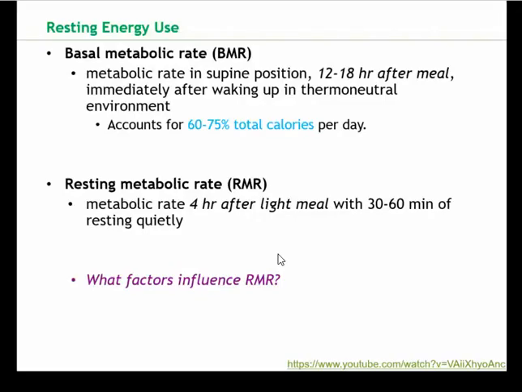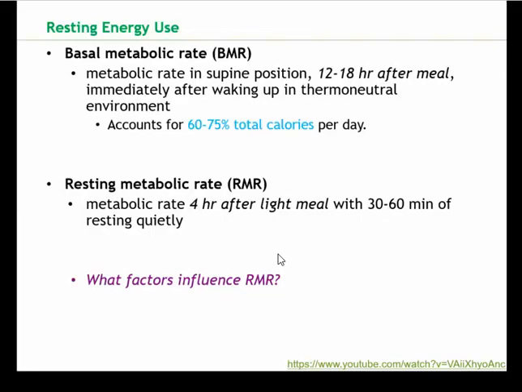Next is sex. Males have an increase in RMR due to greater body size and decrease in body fat. So males expend more energy than females. That's probably well known by most. But the reason is greater size. Larger body size expends more energy. And then also, the less fat you have and the more muscle tissue you have, you expend more energy.